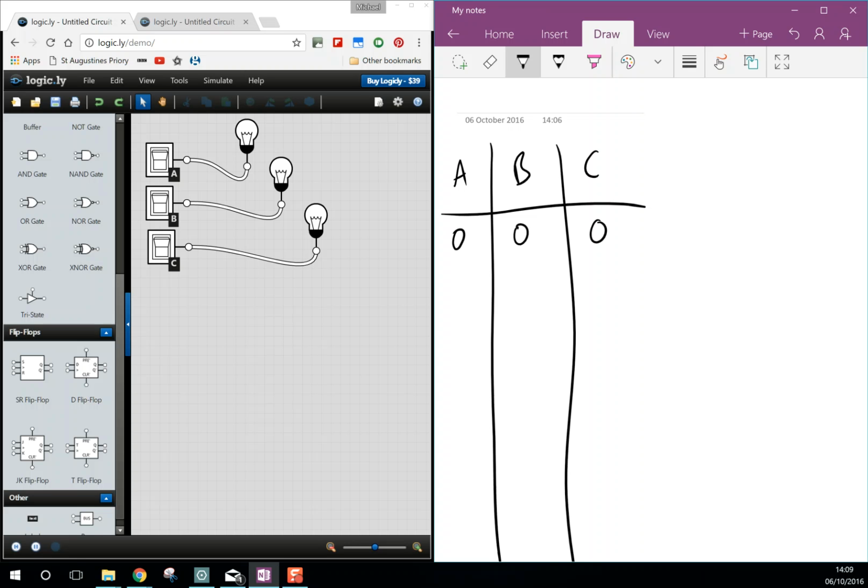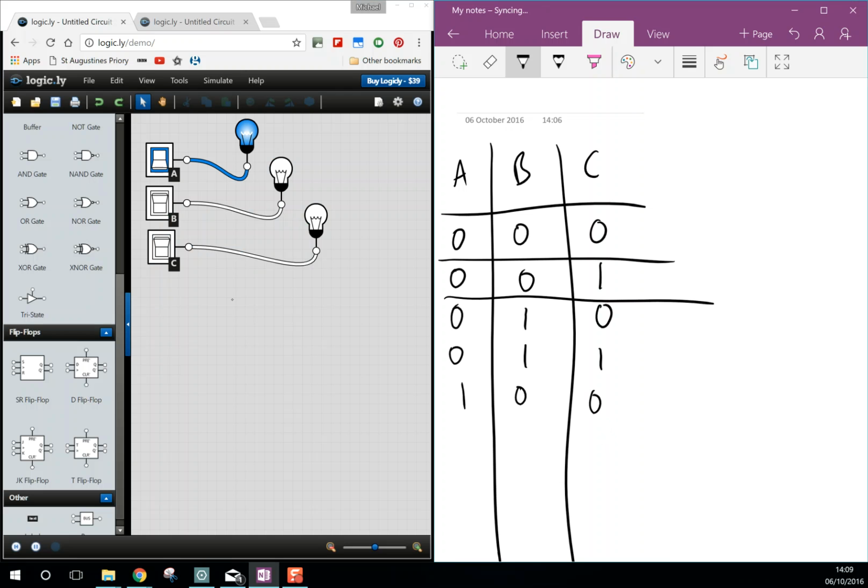If we now consider the 7 other possible combinations, we could have A off, B off, but C on. That would be 0, 0, 1. We could then turn off C, but turn on B, and that would give us 0, 1, 0. We could then turn on C, and we get 0, 1, 1. Now we're going to need to think about A. So let's turn A on, but the others off. So 1, 0, 0. Maybe it's going to help if I draw in these lines as well.